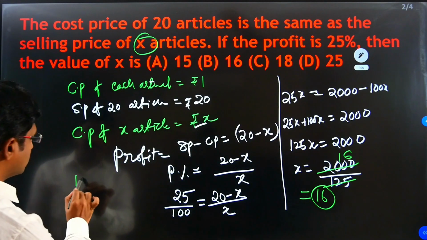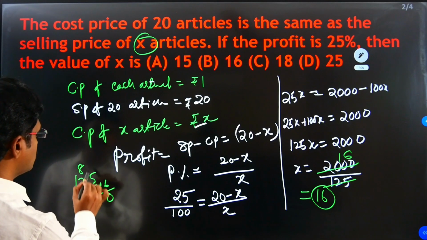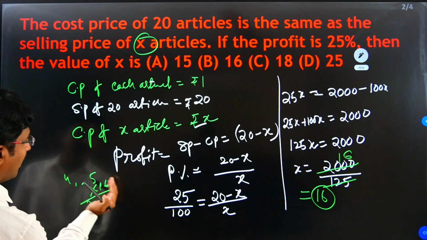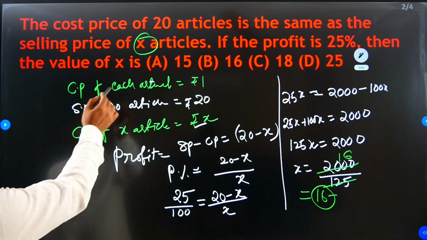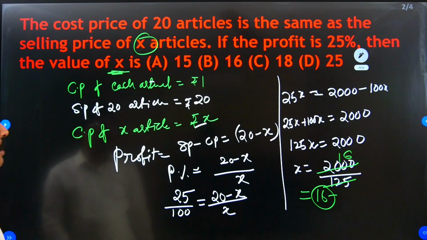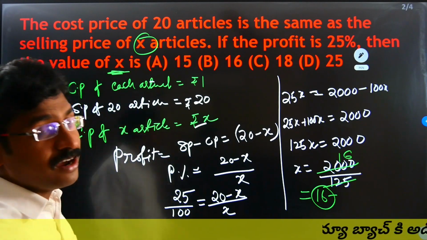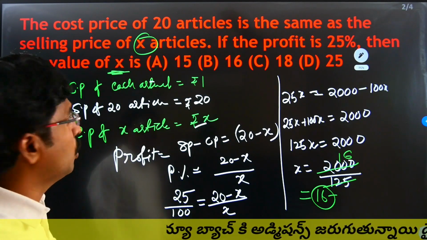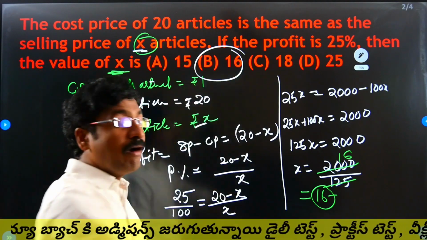So see here, if you check this, 125 into 16, 16 5s are 80, 16 2s are 32, 40, 16 1s are 16, 2000, right? So here the answer is 16. So what they asked exactly, the value of X. X articles means the selling price of 16 articles. The selling price of 16 articles is the cost price of 20 articles. So the value of X is 16.